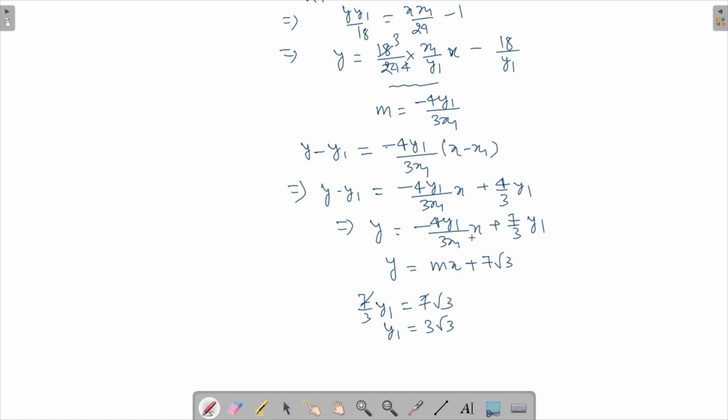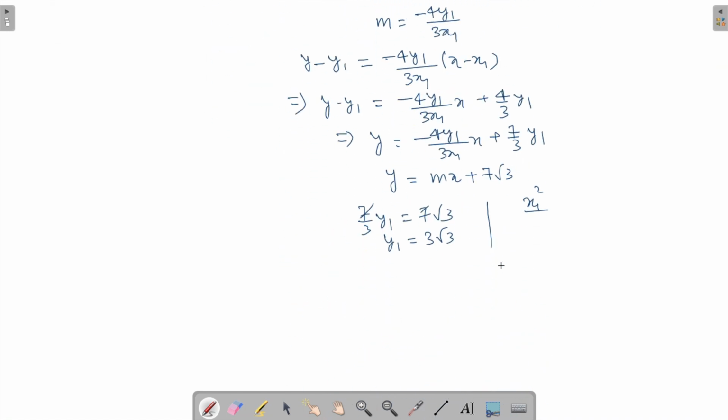Now how do I get x1? Because I want to get x1 as well, right? Because x1, y1 will lie on the hyperbola. So this will be x1 square upon 24 minus y1 square upon 18 is going to be equal to 1. This will become x1 square upon 24 minus y1 square, which is 3 times 3 is 9, 3 times 9 is 27, upon 18 equals 1.